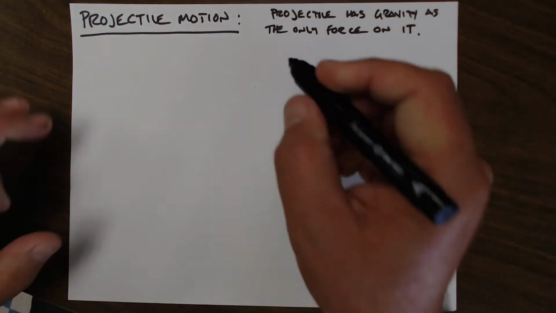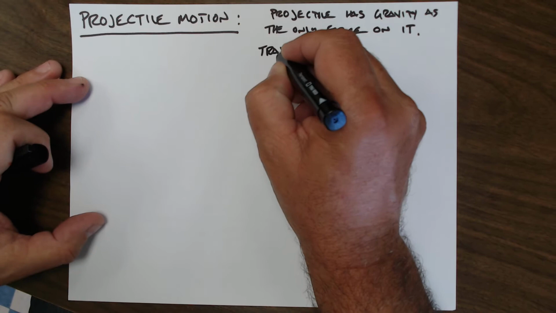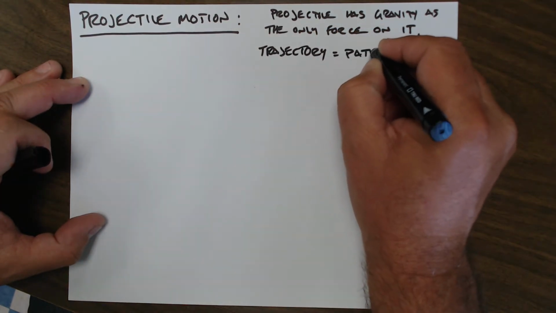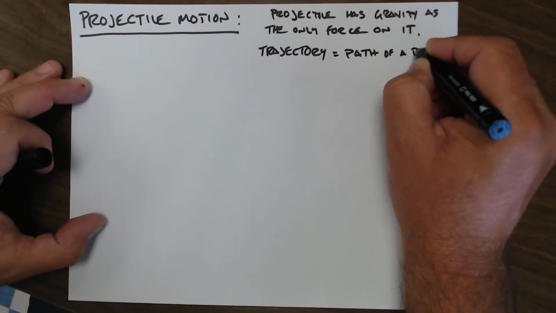That's another word we need to kind of throw out there. Trajectory is the path of a projectile.